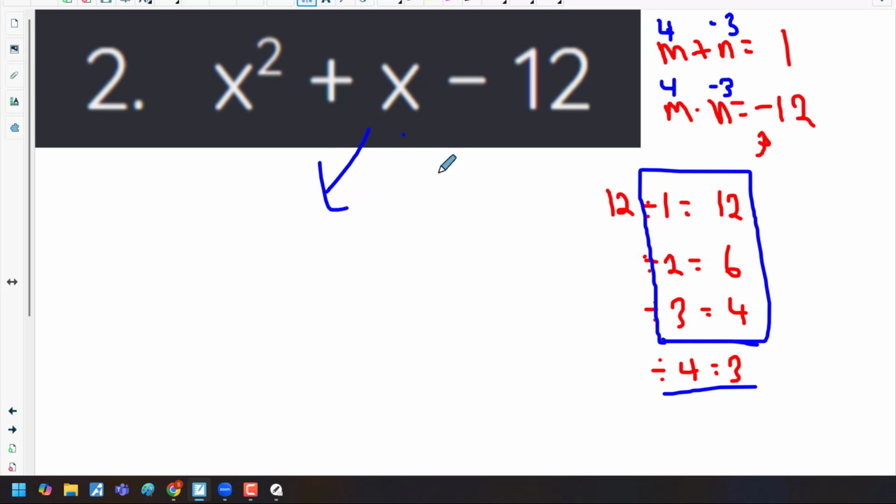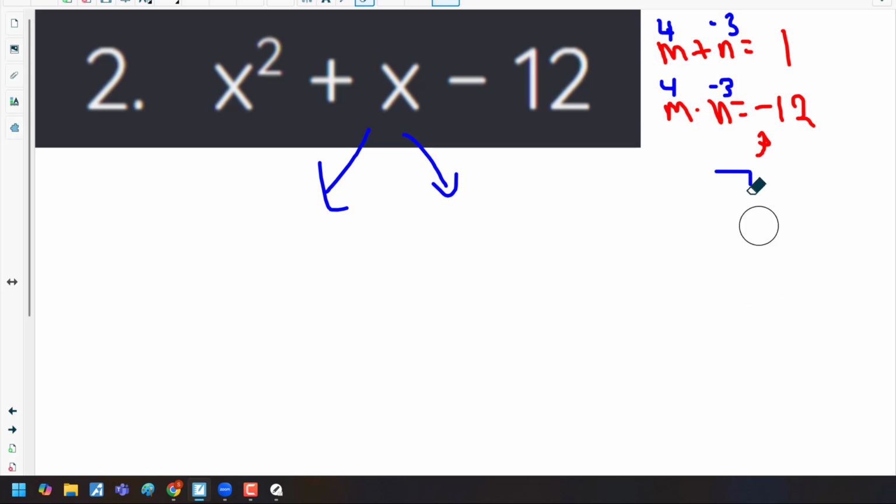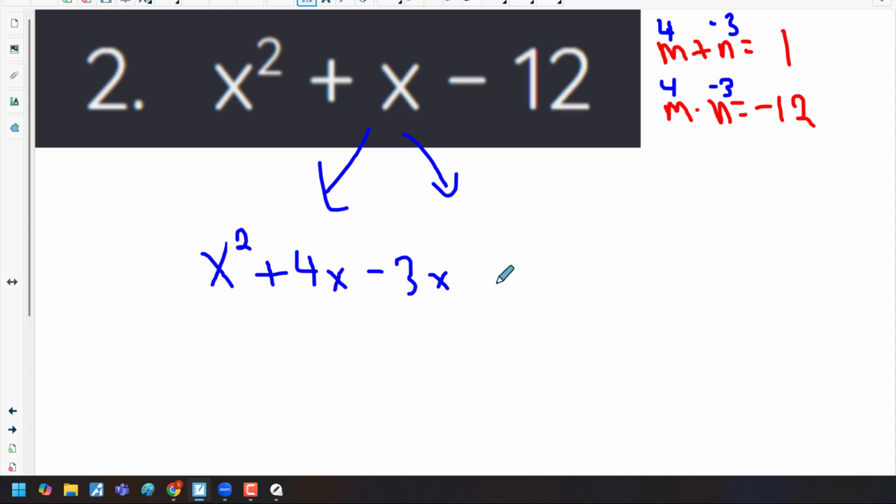Split this middle term now into those two numbers, and it makes a difference which number is negative. So in this case, 3 was negative. So we have x squared. It doesn't really matter if you put the 4 or the 3 first. That doesn't matter. 4x minus 3x minus 12.